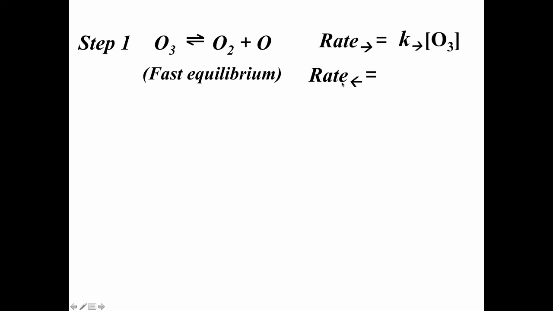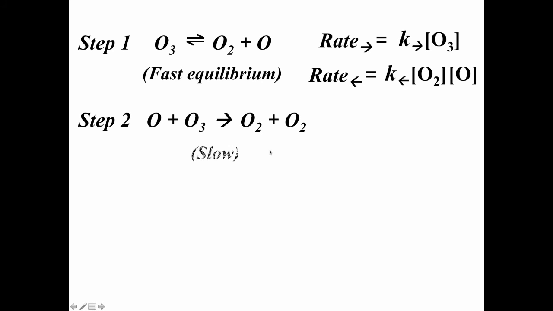Now, the rate for the reverse reaction, we have to read this backwards, would have O2 and O as the reactants. If that's a step, then the rate for the reverse reaction is proportional to the O2 concentration to the first power and also to the O concentration to the first power.